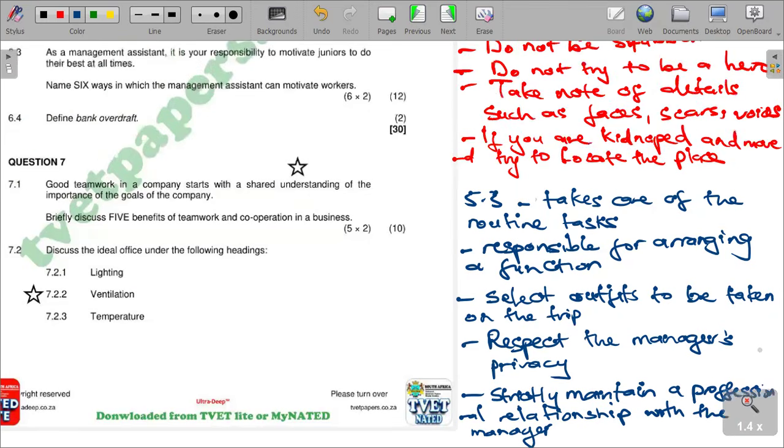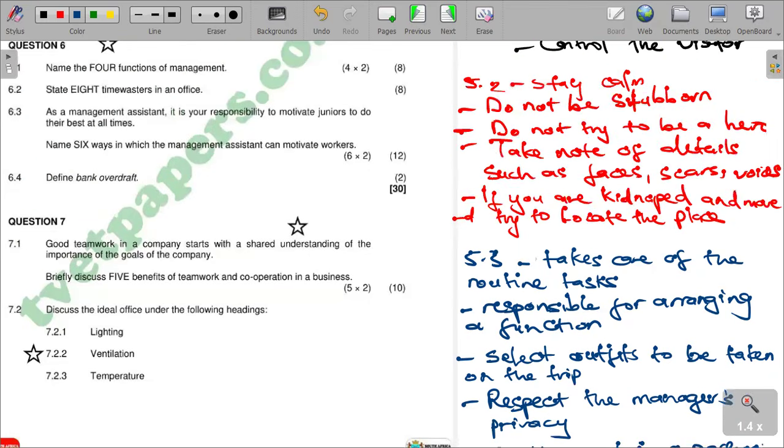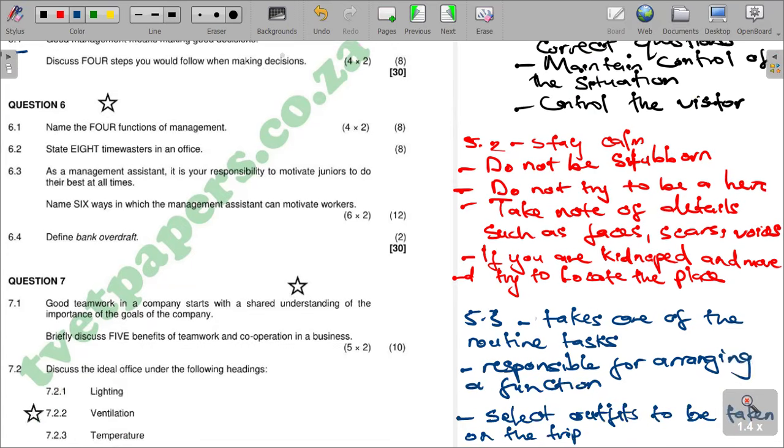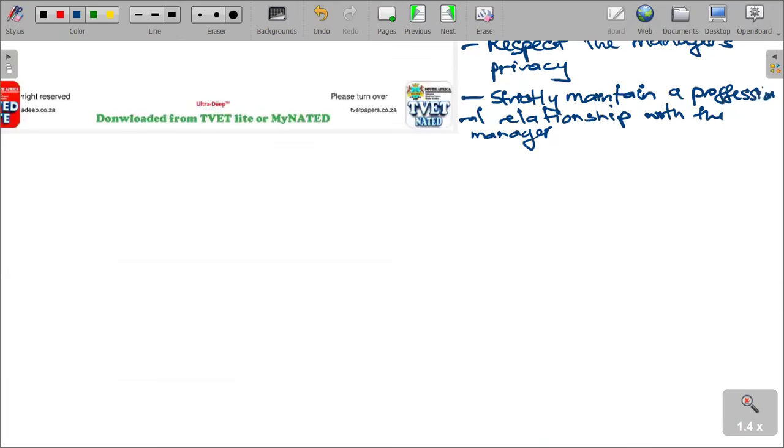Right. So let's move on to question 5.4. A good management means making good decisions. Discuss 4 steps you would follow when making decisions. Steps in decision making.